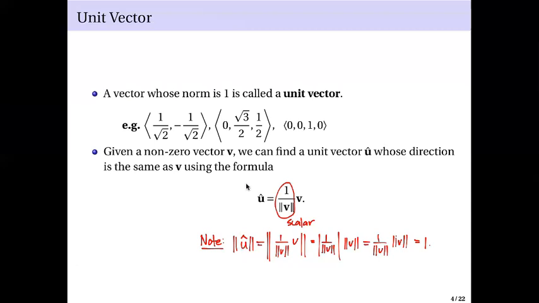But the point here is if you have any non-zero vector, you can always find the unit vector with the same direction as that given non-zero vector. And take note, we only use the non-zero vector because if v is the zero vector, the magnitude is 0. So this 1 over 0 will not be defined. So we only do this for non-zero vectors. Question so far?